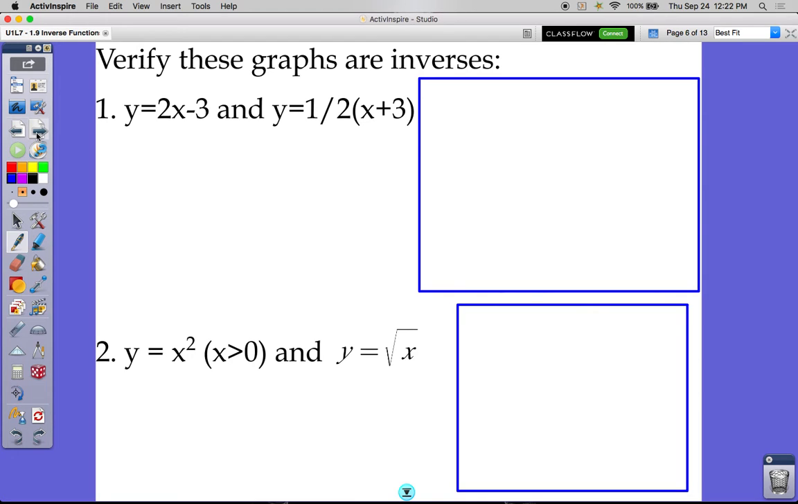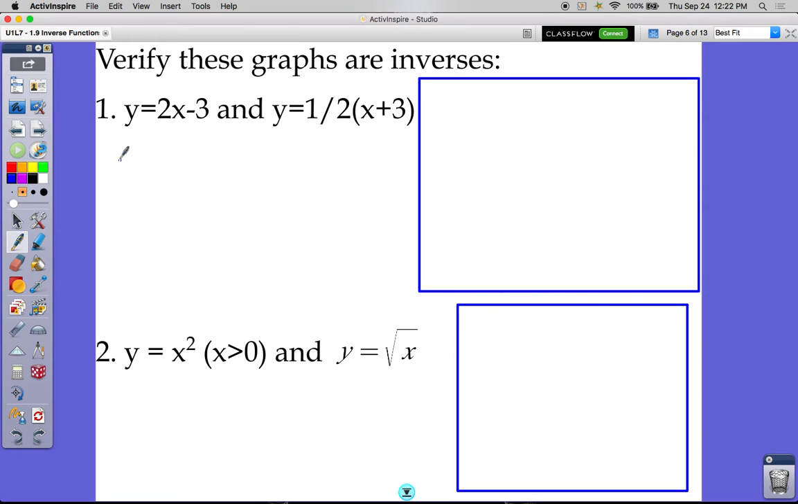Alright, so pause the video. Now let's take a look at the answer. So y equals 2x minus 3. What does that one look like? Well, if you make a table of values, that's perfectly fine.